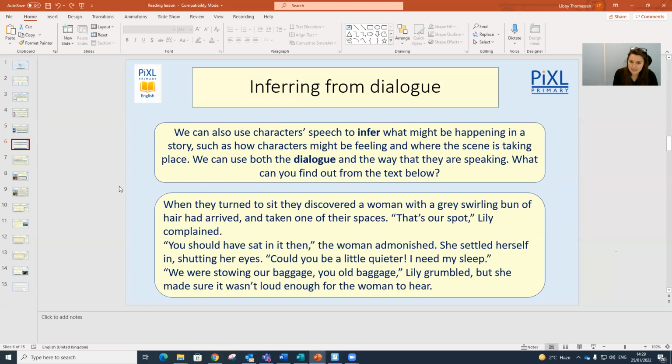When they turned to sit, they discovered a woman with a grey swirling bun of hair had arrived and had taken one of their spaces. "That's our spot," Lily complained. "You should have sat in it then," the woman admonished. She settled herself in and shutting her eyes. "Could you be a little bit quieter? I need my sleep." "We're stowing our baggage, you old baggage," Lily grumbled, but she made sure it wasn't loud enough for the woman to hear.